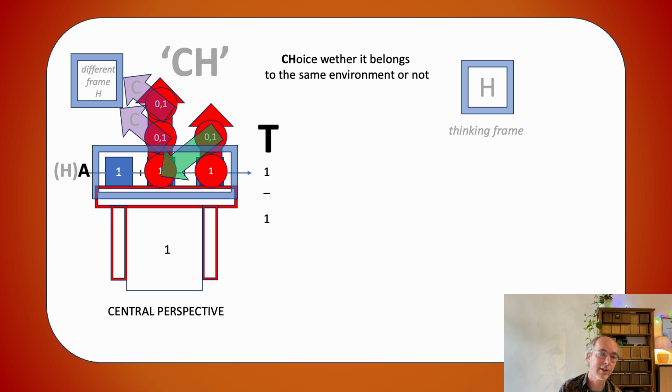We also have the CH, where you can see we make choices. The H is the thinking frame, and the C is making the categories. So we make choices about where it belongs. So if you say, okay, it belongs to my preference, it belongs to the same environment or not. But we are already also making distinctions in the diagonal way. And the diagonal way is, of course, the third letter, the K.